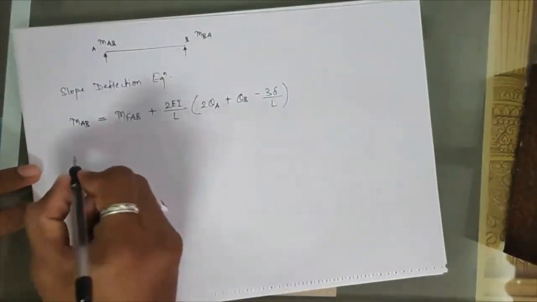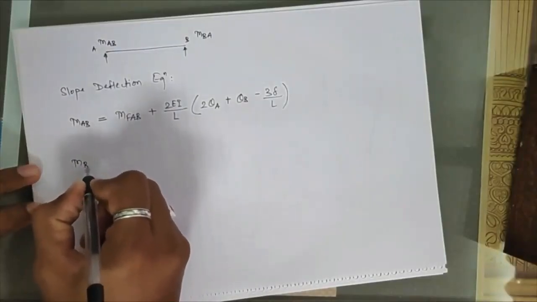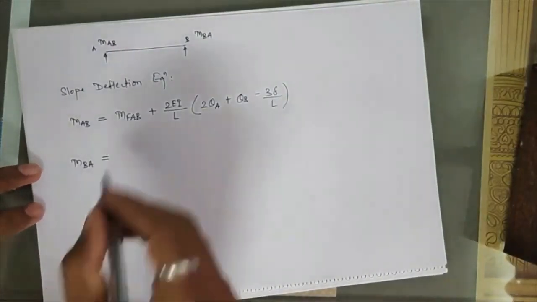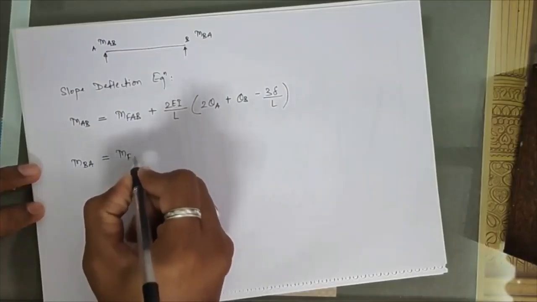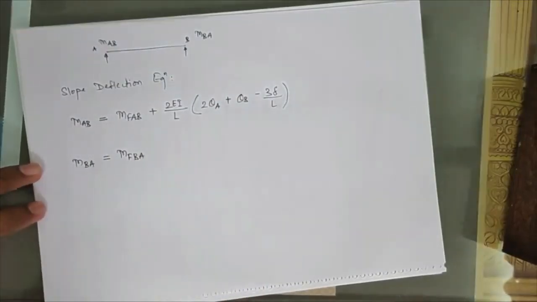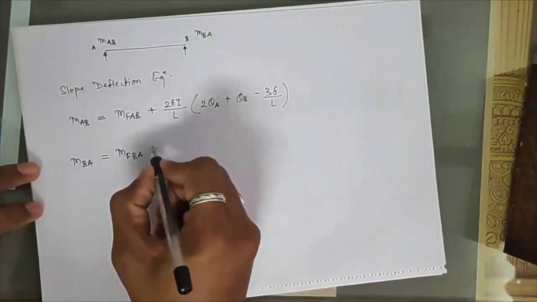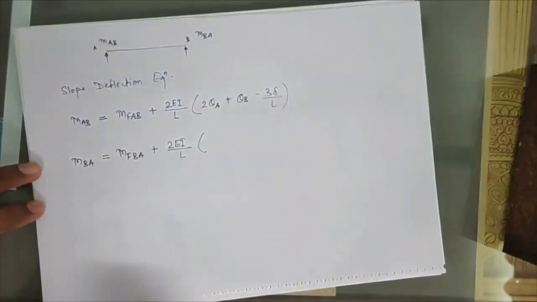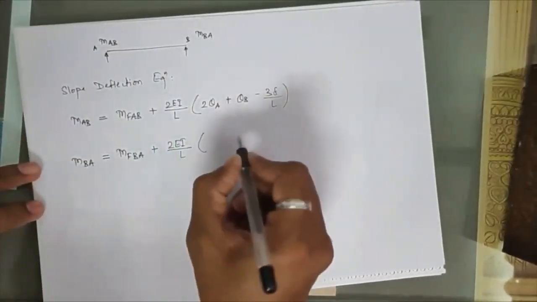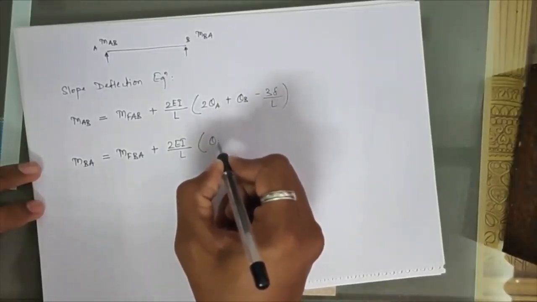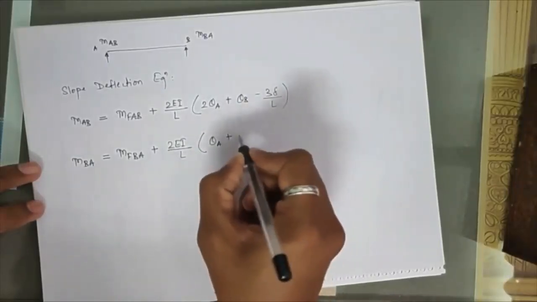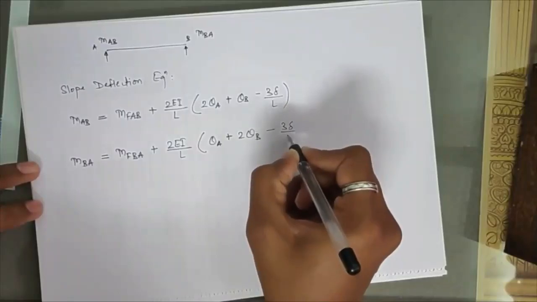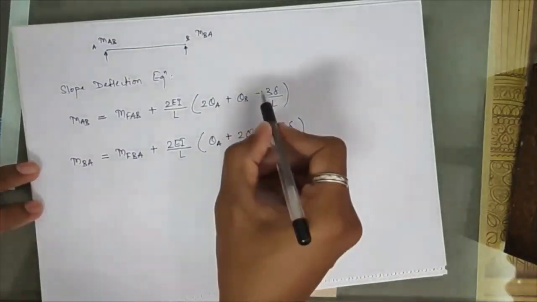In the same way, if you formulate the equation for joint B, MBA is equal to the fixed end moment of joint B, MFBA, plus again 2EI upon L into bracket. Now here it will be theta A plus 2 times theta B minus 3 delta divided by L.